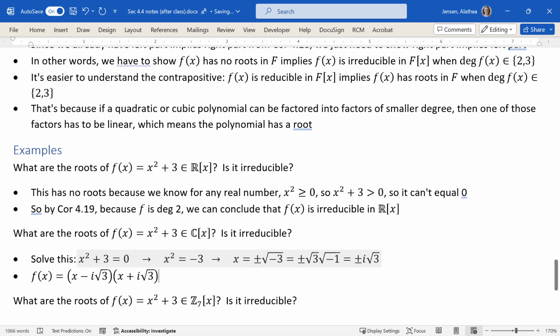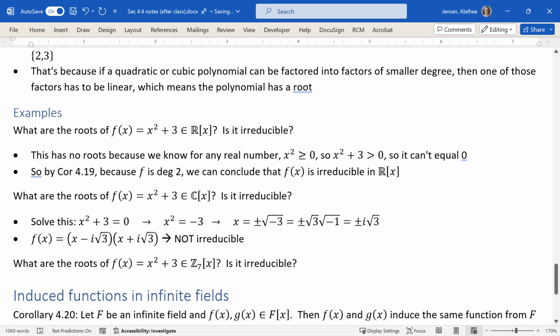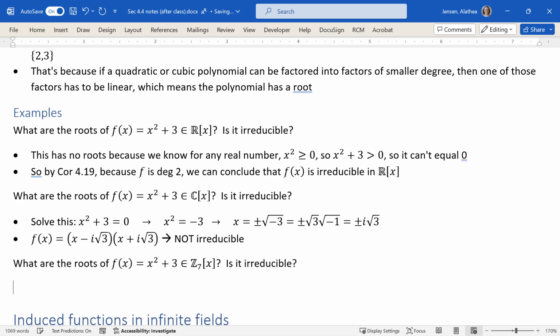Okay, so not irreducible. It is reducible. All right, and then lastly, what about in Z7? How would you figure out what the roots of this function are in Z7 and whether it's irreducible or not? The answer is you just try all the numbers. Just try 0 through 6. Try plugging them all in, all the possible roots.